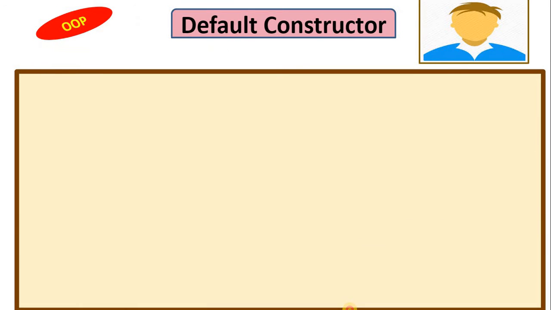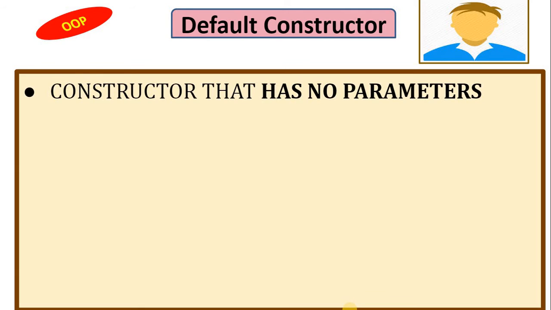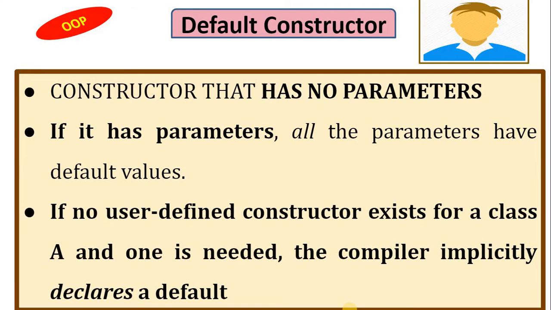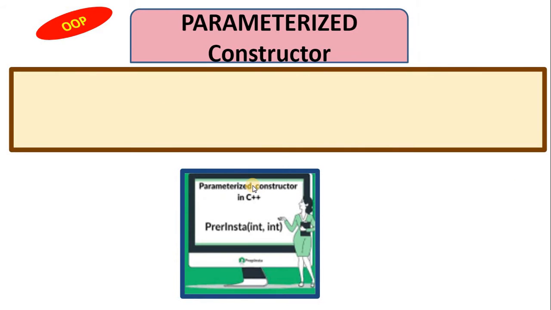A default constructor is one which has no parameters in its declaration and definition. You do not use any parameters for it. Its purpose is to define the values for the data members, but it has no parameters. If it has parameters, then all the parameters must have default values. If you do not have a user defined constructor for a class, then the compiler implicitly declares a default constructor which initializes certain values to the data members.